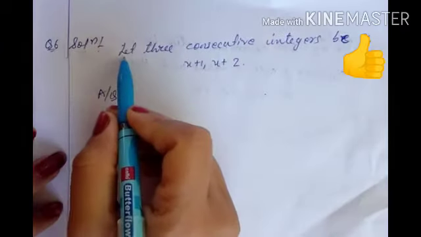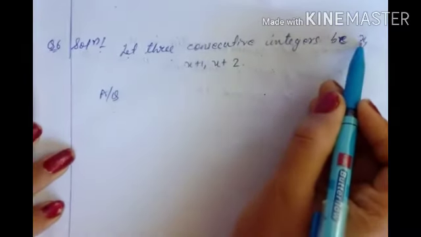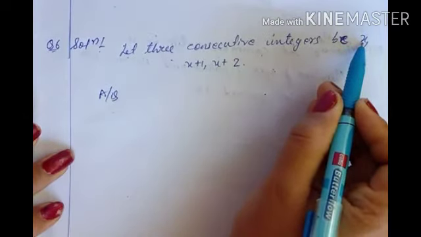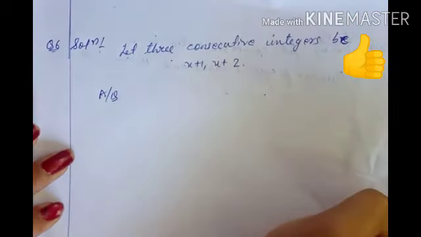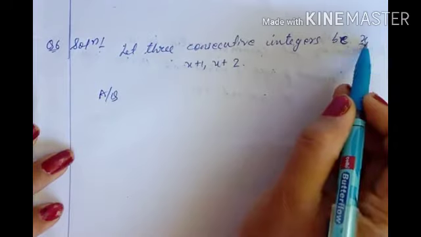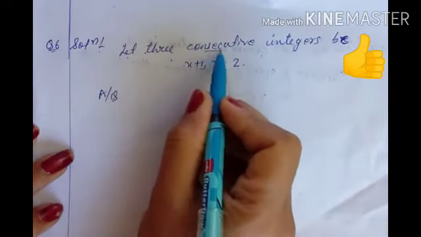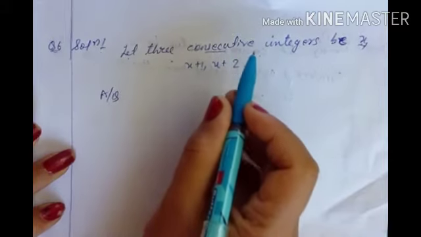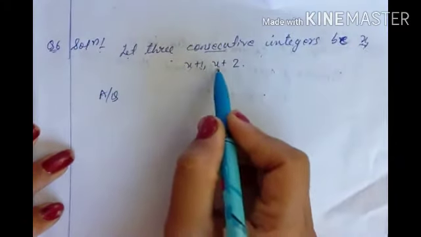Here is our solution. Let the 3 consecutive integers be x. We have to write 3 integers. First we will assume x, and next will be x plus 1, because consecutive means the number will increase by 1. So x, then x plus 1, and next is x plus 2.